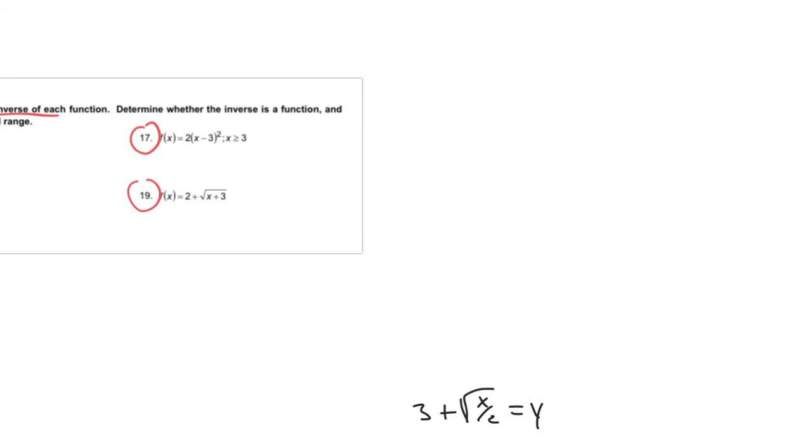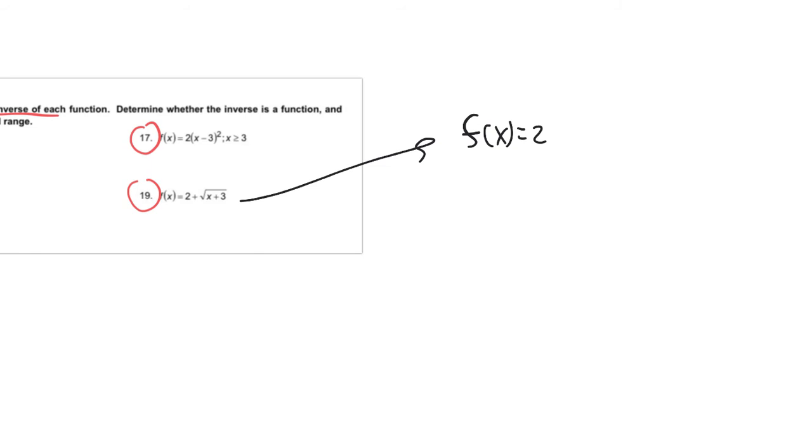Looking at number 19. Well, let's see. No restrictions, which is fantastic. The original function is f of x equals 2 plus radical x plus 3. I'd like to get a sense of the parent function. That is a square root function, which tends to look like this. Under normal circumstances, that would be like a parent function, but it's shifted over to the right 3, or to the left 3, I should say. So it goes 3 in that direction. And it's also shifted vertically upward too.